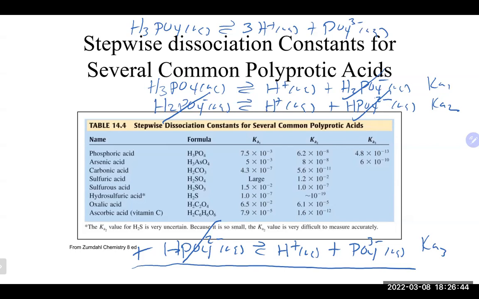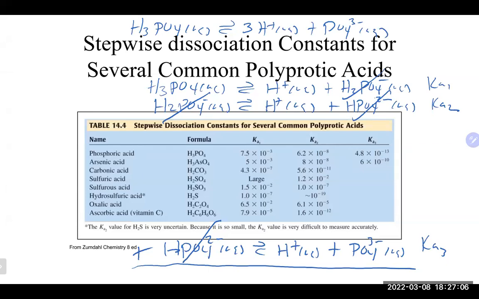Is it easier to remove the first H or the second H? Which one is easier to remove? The first H is much easier to remove. When you do that, you go from something that's neutral to something that is negatively charged, which you then want to extract a positive thing from, so you're going to hold it a little tighter, which makes it even harder to remove the third one.